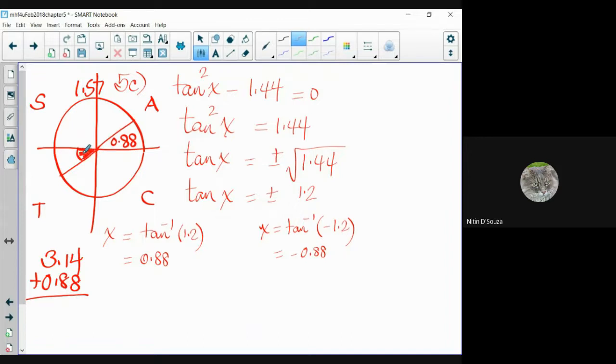You remember once upon a time you learned about the opposite angle theorem, which told you that when you have two cross lines, these angles are the same. That's why. Okay. But this is 0.88, this is 0.88. So this angle from here all the way to this point will be 3.14 plus 0.88.